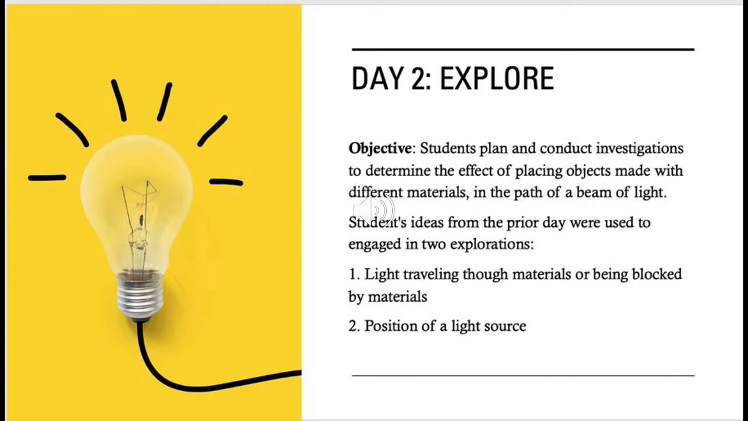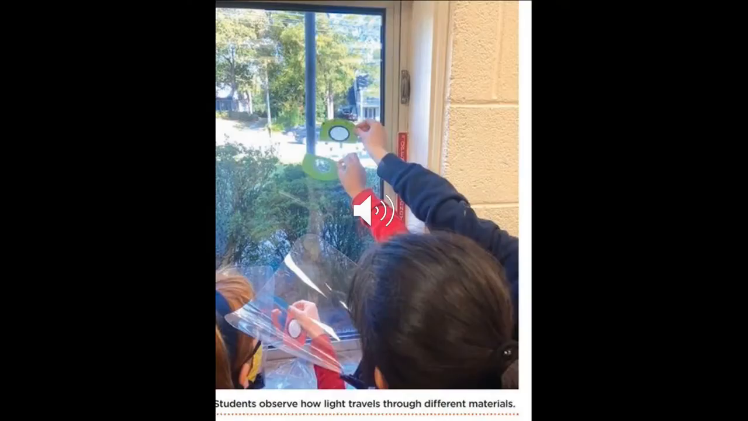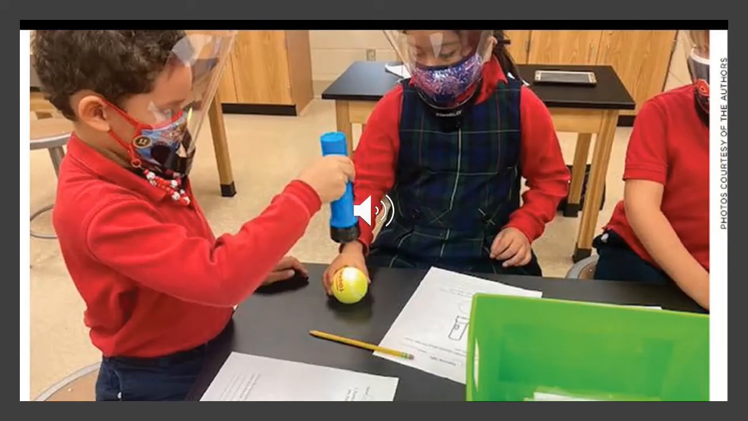The second day, we sought to explore a little bit deeper into the ideas of light, how they travel through materials or block materials causing shadows, as well as how the position of light can impact shadows. Students explored with different materials, looking through and making observations about how light traveled through these different materials using opaque, transparent, and translucent materials. Students then engaged in explorations looking at how shadows developed based on the position of the light source.